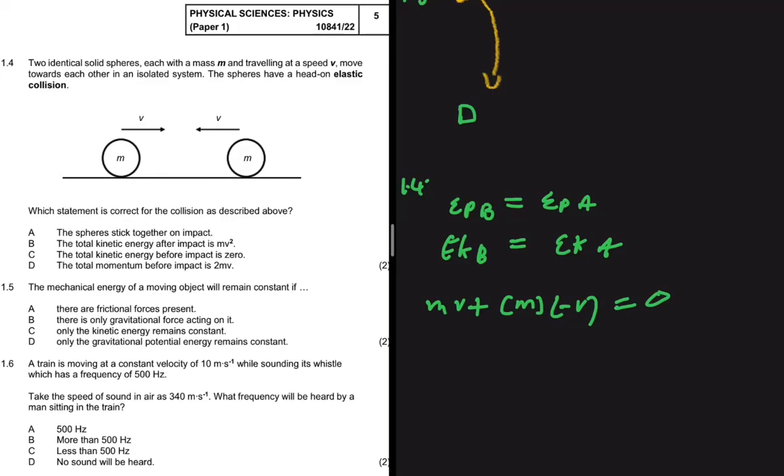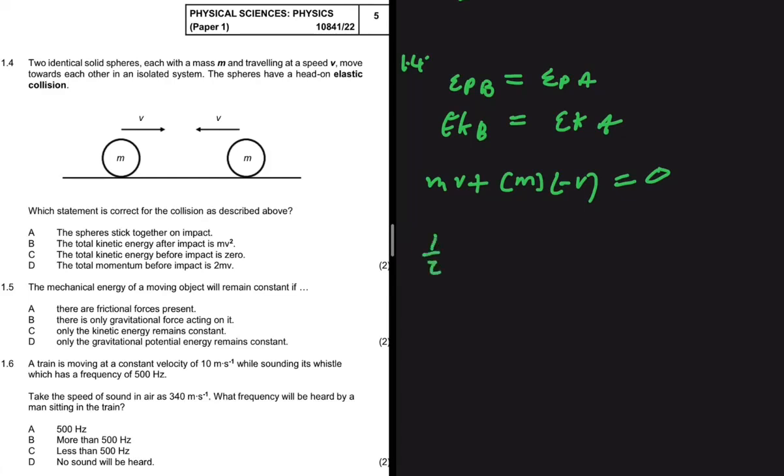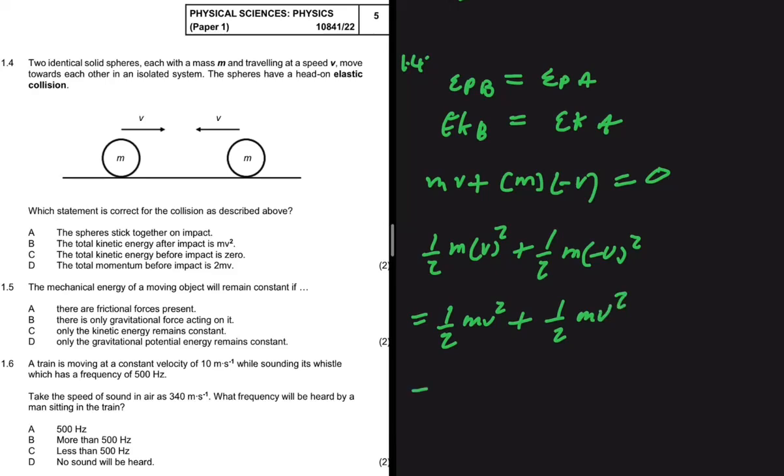Let's look at the kinetic energy. The kinetic energy before is a half M V squared plus a half M minus V squared, which will give us a half mV squared plus a half mV squared. So this is just mV squared. This is the kinetic energy before and the kinetic energy after. This is the momentum before and the momentum after.